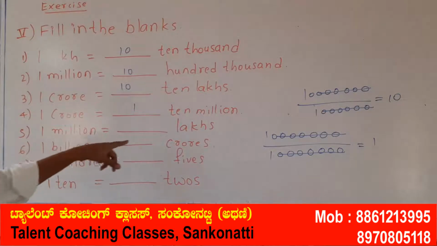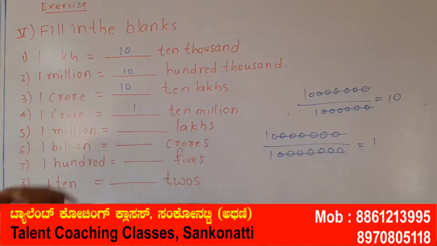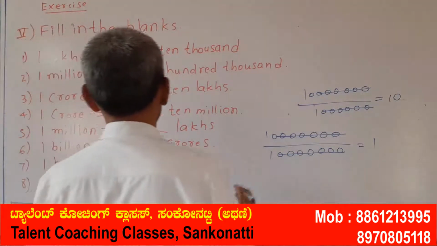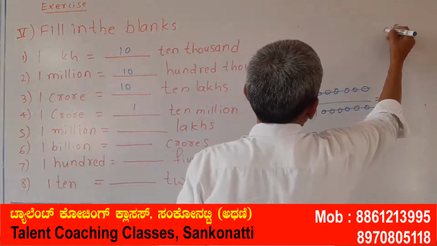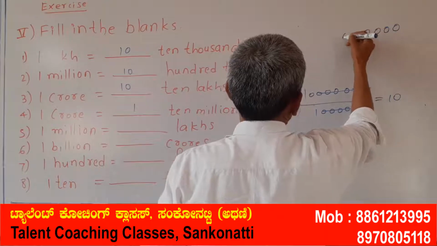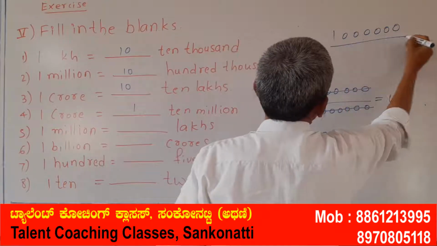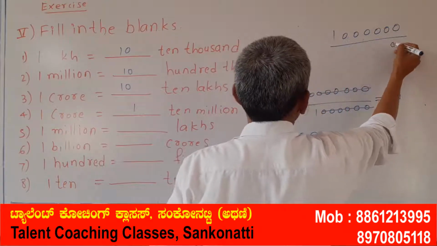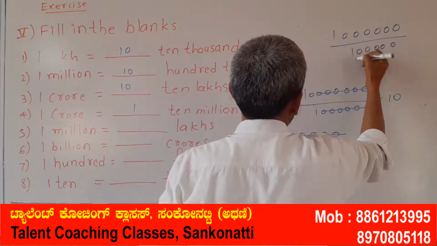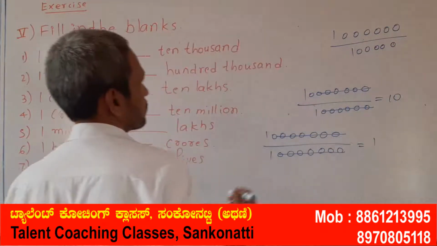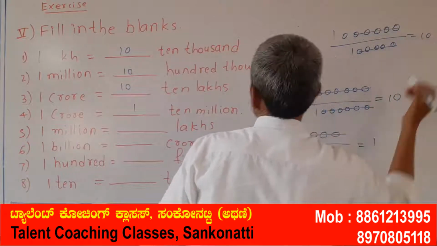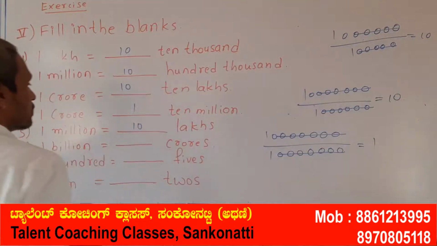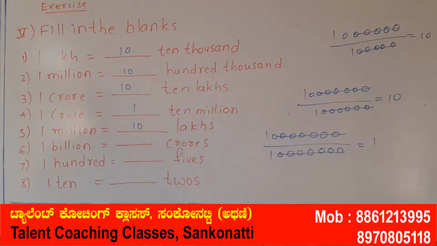Now, how many lakhs are there in 1 million? Now we will divide million by lakh. Unit, 10, 100, 1000, 10,000, 100,000, million by lakh. Unit, 10, 100, 1000, 10,000, lakh. 5 zeros. We get 10. 10 lakhs means 1 million.